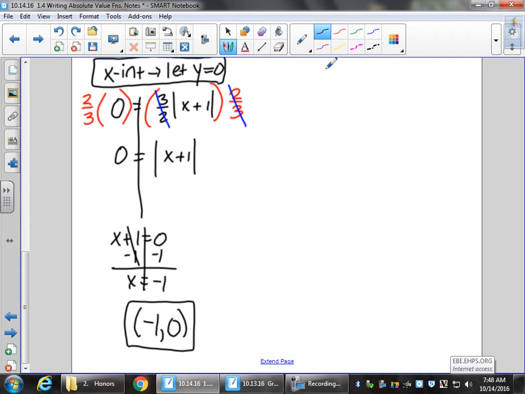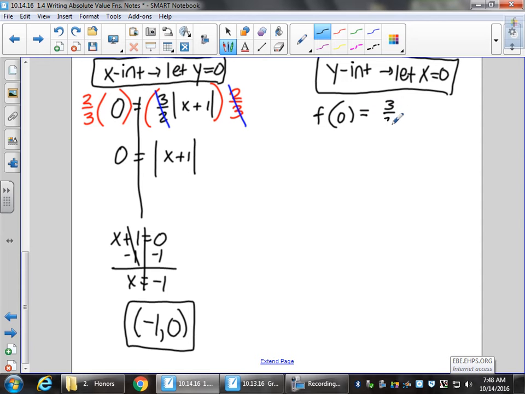So now for our, what's my other title going to be? Y-intercept. Good. Let x equal 0. So let's do that. So it's going to be f of 0 equals 3/2 times 0 plus 1. Yes, was there a question? No? Okay. So this is going to be 3/2, and then what do I have inside the bars? Just 1. The absolute value of 1? 1. 3/2 times 1, 3/2, which equals 1.5.